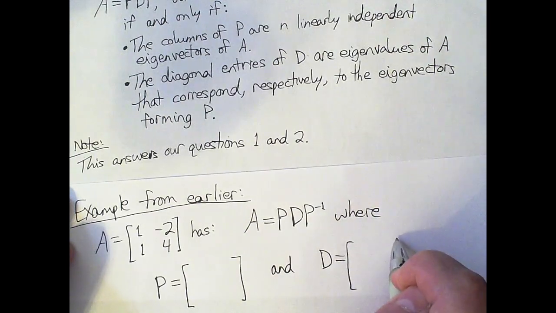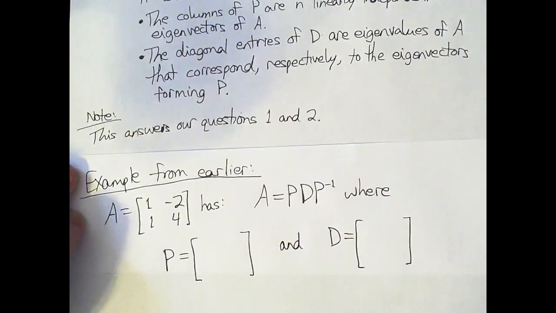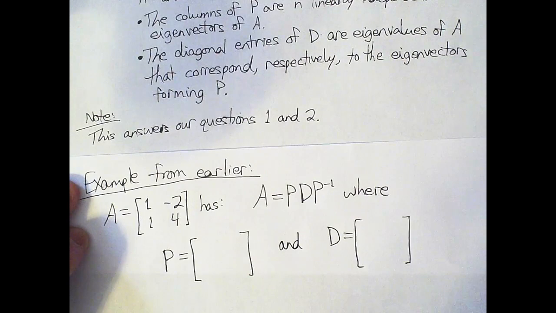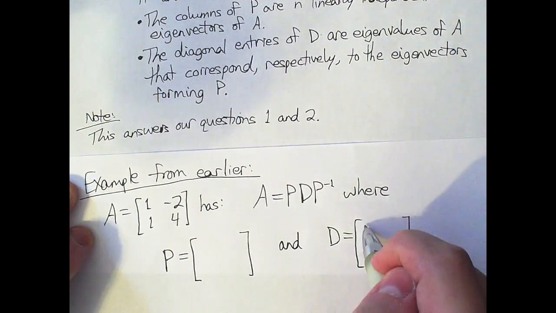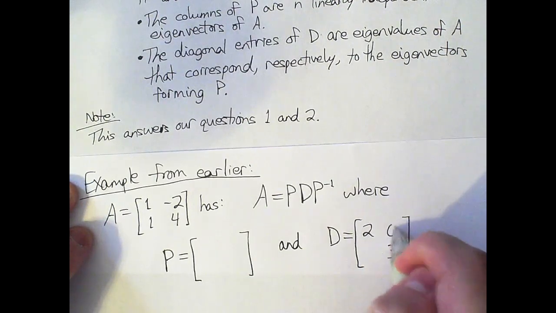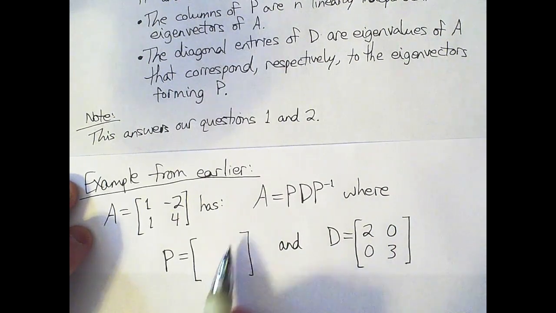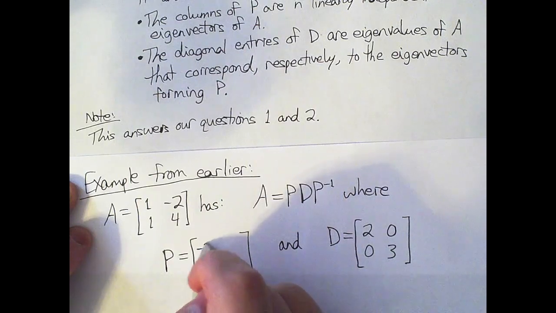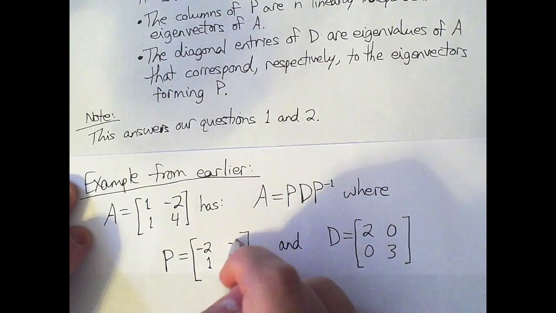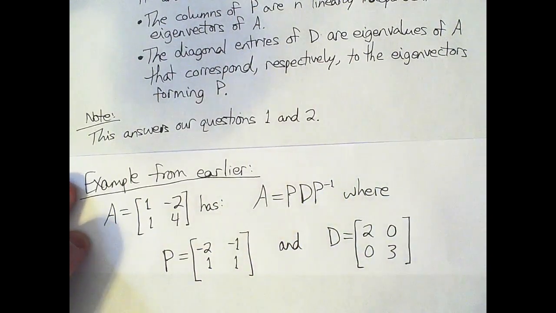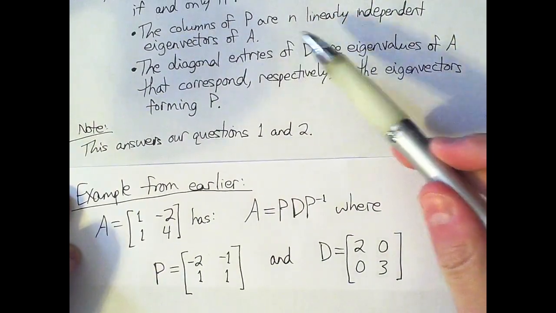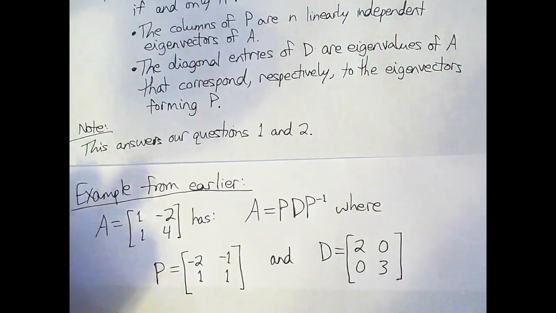if we found the eigenvectors and eigenvalues, let's put this together. The eigenvalues were 2 and 3, so let's put them on the main diagonal of D and make the other entries 0. I chose to put the 2 first and the 3 second. That means that P is going to be made up of those eigenvectors, so we go -2, 1, and then -1, 1. Because the theorem says the columns of P are the n linearly independent eigenvectors of A.